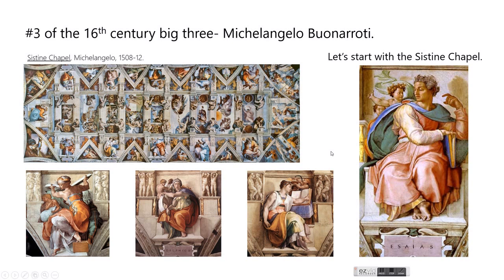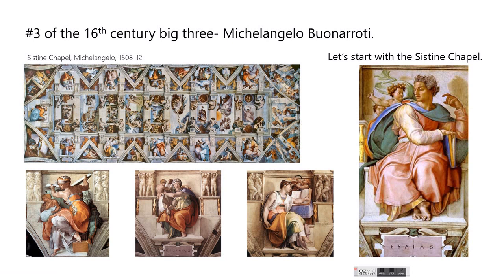And number three is Michelangelo. And Michelangelo is well known as a painter, although in his lifetime he was not all that well known as a painter. He was well known as a sculptor and as an architect. And his painting was very much considered kind of a subset of his overall body of work.